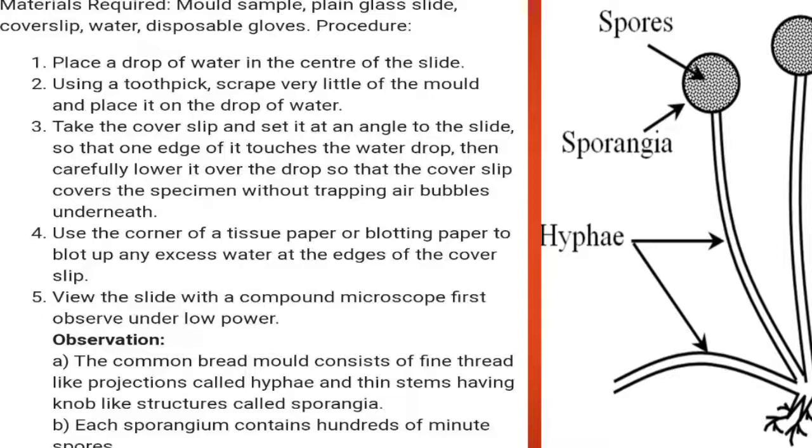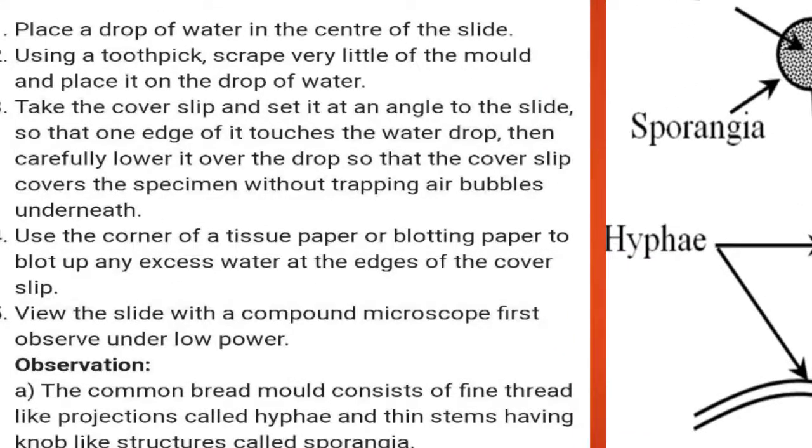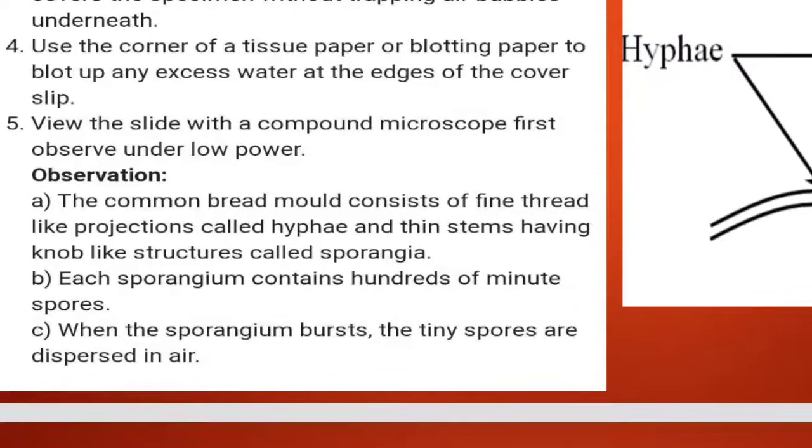Take the cover slip and set it at an angle to the slide so that one edge of it touches the water drop. Then carefully lower it over the drop so that the cover slip covers the specimen without trapping any air bubbles. You have to be careful, no air bubbles should come. Use the corner of the tissue paper or blotting paper to blot up any excess water at the edges of the cover slip. Now view the slide under the compound microscope. First observe under low power and then under high power.